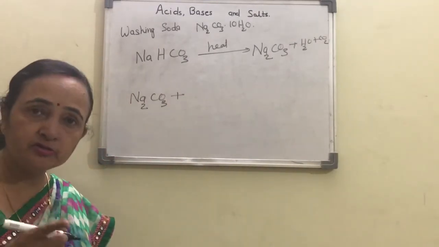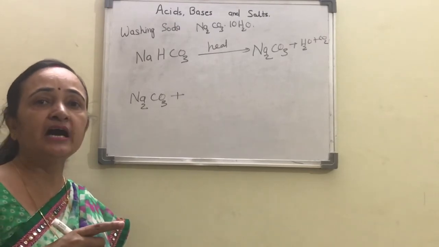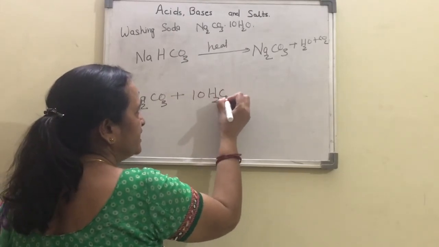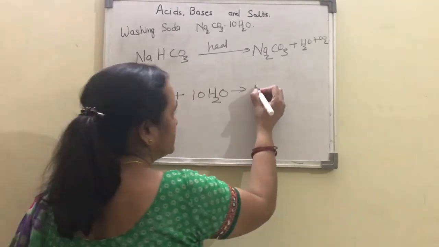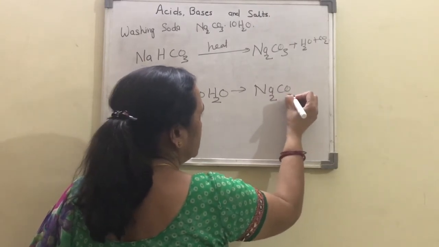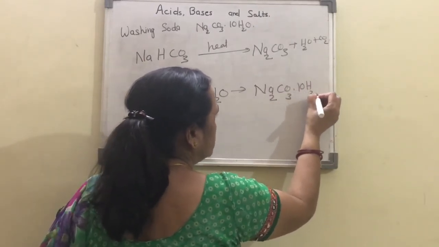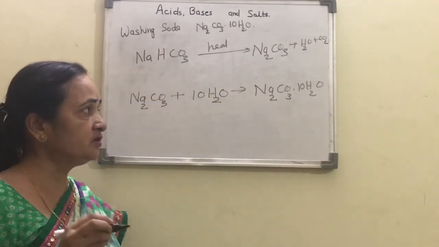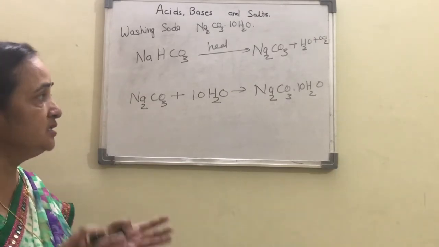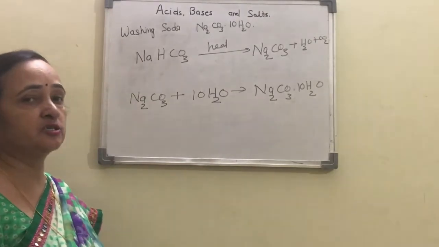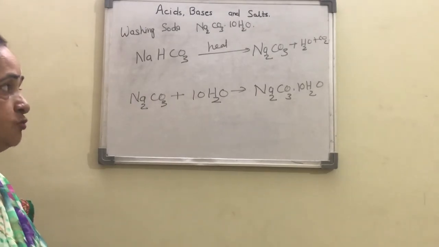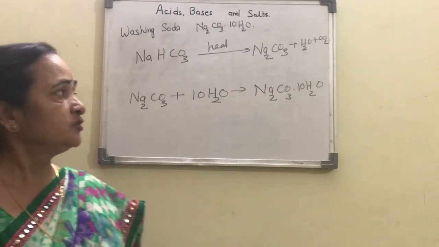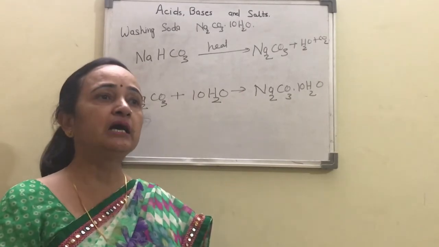So the recrystallization of sodium carbonate takes place. That is, 10 molecules of water are added to this, and then recrystallization takes place and it forms washing soda. So this 10H2O is the water of crystallization. Okay, so you should remember what this 10H2O is. This is the water of crystallization. This water of crystallization is present in other compounds also. Because of that, these chemicals are wet.